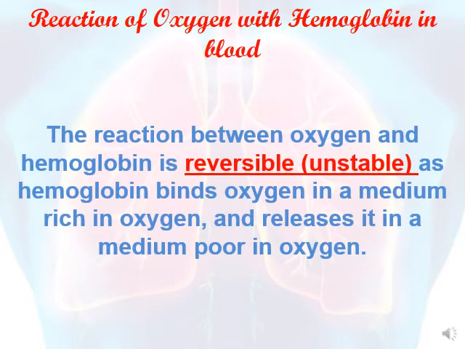So the reaction between oxygen and hemoglobin is reversible. What is the meaning of reversible? It's unstable, where hemoglobin binds oxygen in a medium rich in oxygen and releases it in a medium poor in oxygen.